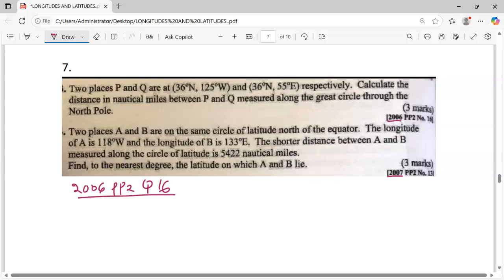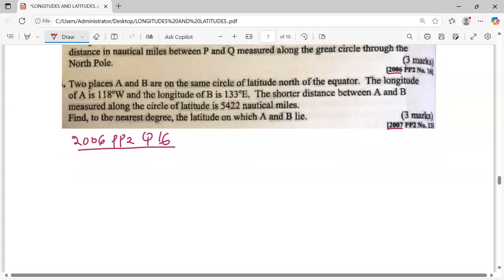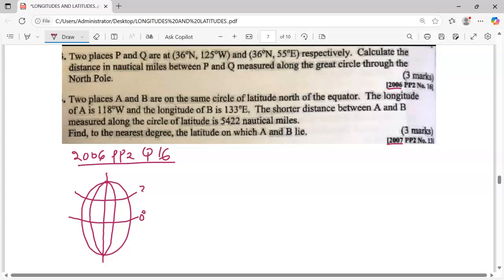through the North Pole. For us to be able to understand this question, I'm going to start by sketching. This is the diagram of the Earth. I'm going to have the prime meridian. Then one point is to the east and another one is to the west. Assuming this is the equator at 0 degrees, the 2 points are raised 36 degrees north of the equator.